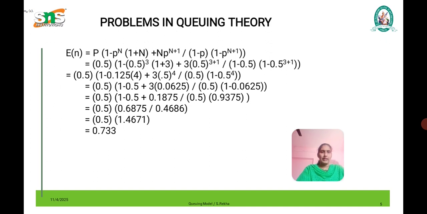0.0625. That we have to calculate using the scientific calculator. Already I have mentioned. So 0.5 into 1 minus 0.5 plus 0.1875. So you divide this, and multiplying this by 2 we will get 0.733. So this is the expected, that is, average time.